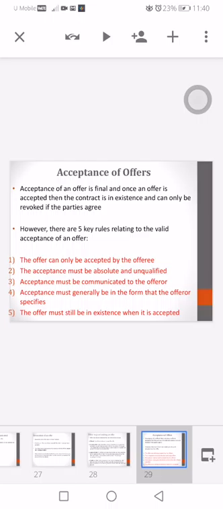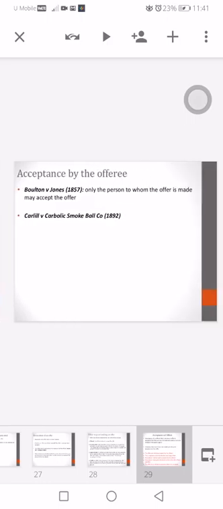Acceptance of the offer is final, and once an offer is accepted, the contract is in existence and can only be revoked if the parties agree. However, there are 5 key rules relating to the valid acceptance of an offer. First, the offer can only be accepted by the offeree. Number 2, the acceptance must be absolute and unqualified. Number 3, the acceptance must be communicated to the offeror. Number 4, acceptance must generally be in the form that the offeror specifies. And number 5, the offer must still be existent when it is accepted.